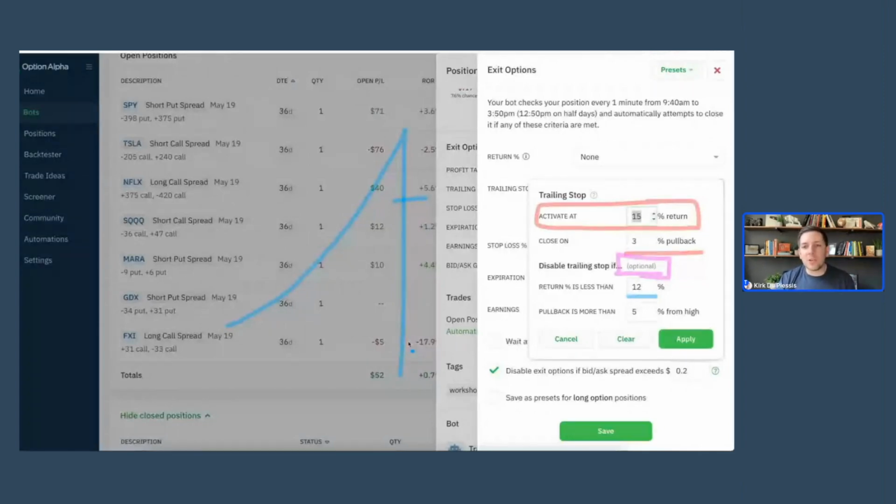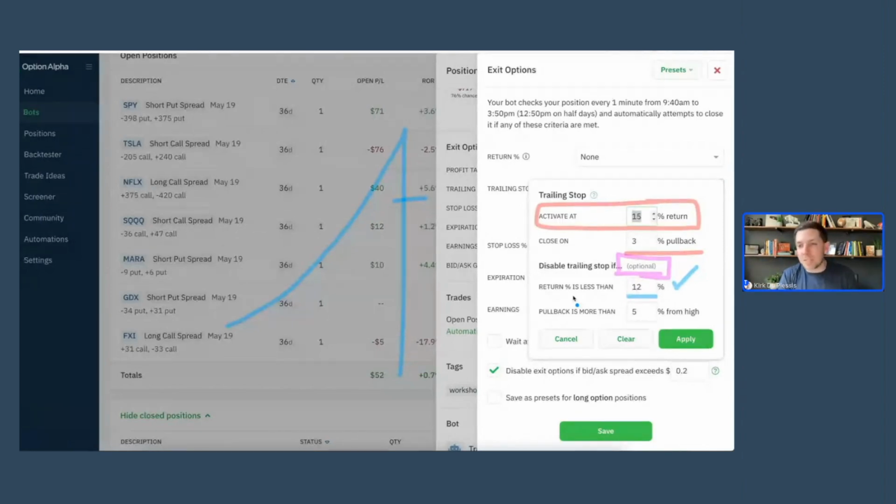So what you can do here is disable it if the return is less than 12%. If the return is less than 12%, it will not send orders unless the return is greater than 12%. That's your lowest boundary threshold that you're willing to accept. So you say, look, I want to activate it at 15%, give it a 3% cushion to move, but disable trailing stops, don't send orders if it's less than 12%. That's my lowest acceptable boundary. If I have anything less than 12%, don't start doing it.